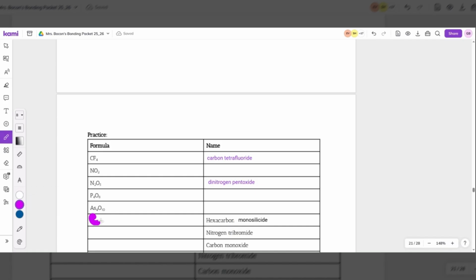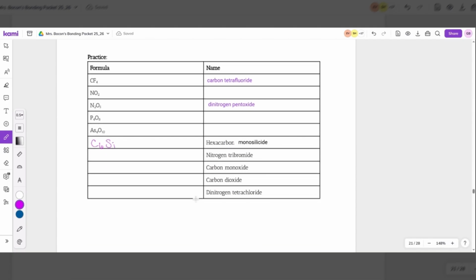So that's going to be C. Oh, that's a huge marker. This is going to be C6. And make sure that's a subscript. And then mono is 1. Silicide, that means silicon is the element. You can use a periodic table to find that. And then mono, there's just 1, so I'm not going to write the 1.